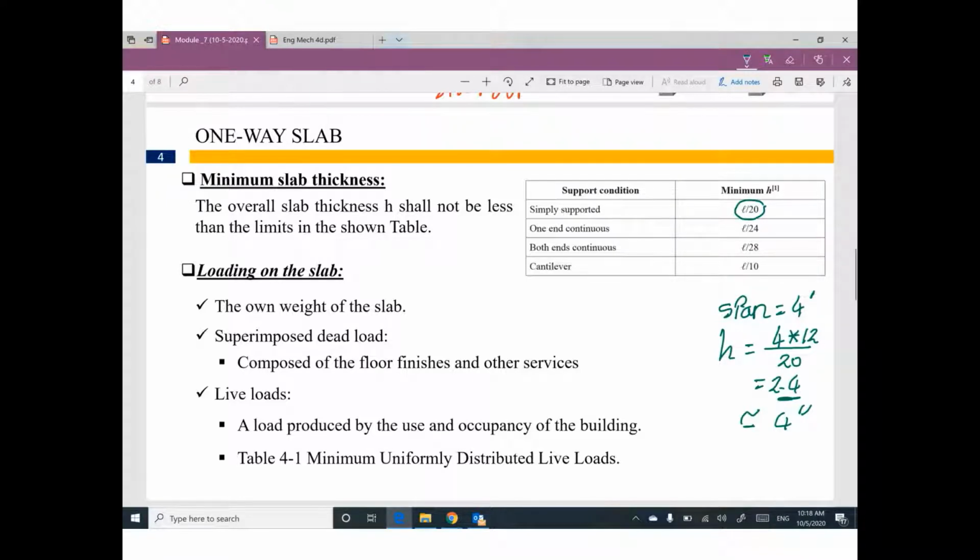Why not? If your slab is continuous from one end only, span divided by 24. Both ends continuous, span divided by 28. Cantilever slab, probably a cantilever like a balcony or patio or something like this, span divided by 10. So this table from ACI 318 for 2018 can give you a guide to figure out the thickness of the slab.